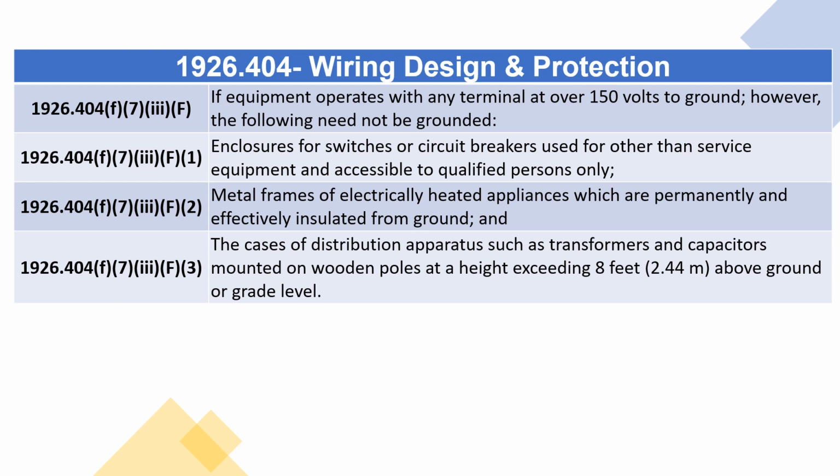1926.404 F7-3F. If equipment operates with any terminal at over 150 volts to ground, however, the following need not be grounded. 1926.404 F7-3F1 through 1926.404 F7-3F3 Enclosures for switches or circuit breakers used for other than service equipment and accessible to qualified persons only. Metal frames of electrically heated appliances which are permanently and effectively insulated from ground. And the cases of distribution apparatus such as transformers and capacitors mounted on wooden poles at a height exceeding 8 feet, 2.44 meters above ground or grade level.